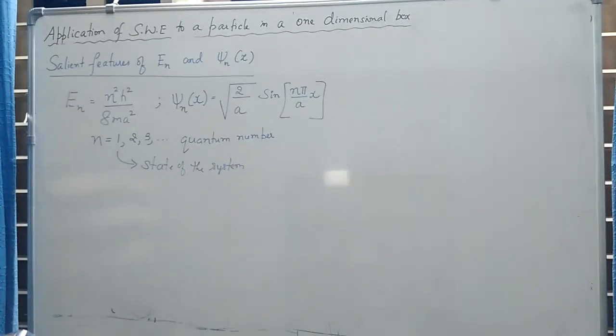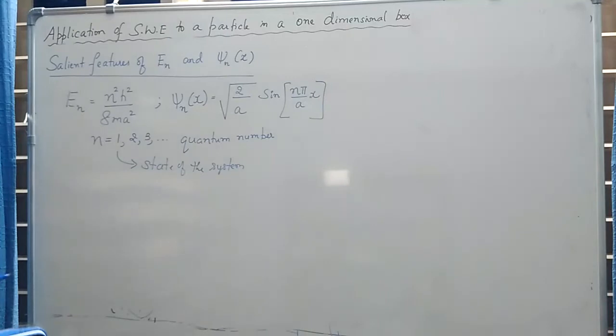So n equal to 1 represents one state of this system, and n equal to 2 represents a different state. So n equal to 1, n equal to 2 or n equal to 3, they represent different states of the same system.